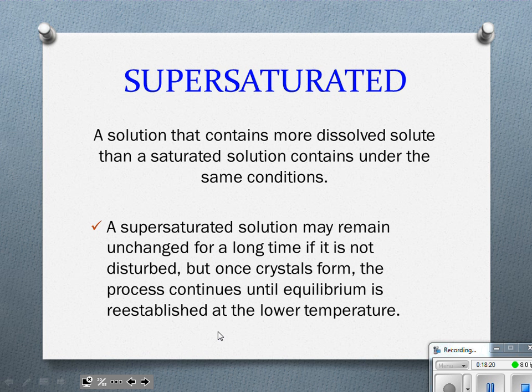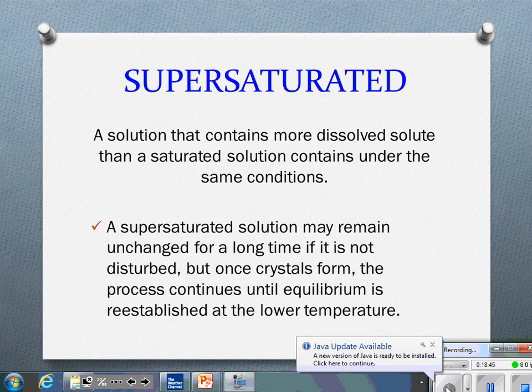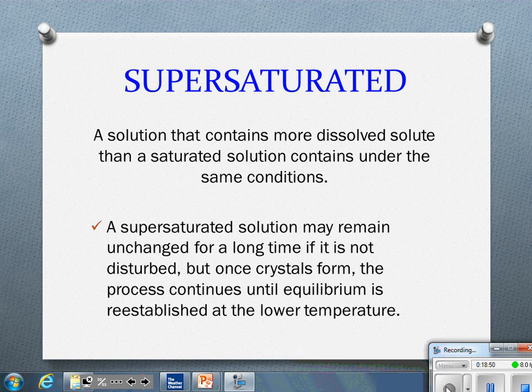Now here's the mind blower. A supersaturated solution. I'll give you a little time here to write this down. Okay, a supersaturated solution is a solution that contains more dissolved solute than a saturated solution contains under the same conditions.